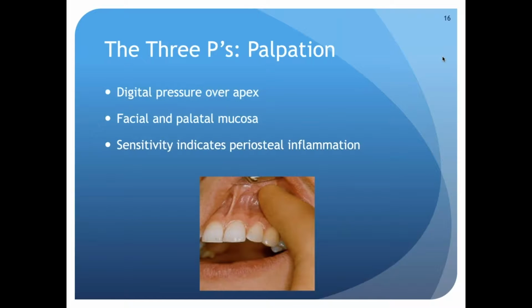So then we have our 3 Ps. So when I talk to patients about what I'm testing, I first tell them I'm going to look for the viability of your nerve. I'm testing how healthy your nerve is, and then I'm going to look at the tissue surrounding the tooth. So our first one is palpation. So we're doing digital pressure over the apex, our facial and palatal mucosa, and that sensitivity indicates some kind of periosteal inflammation or perhaps even an abscess.